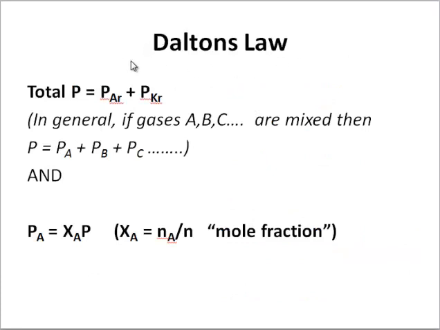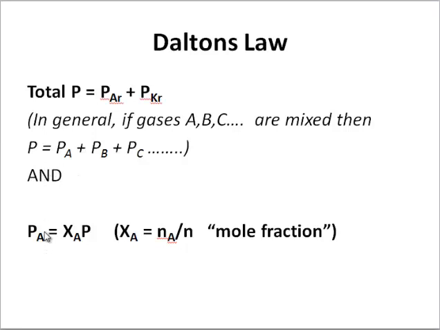Alright, here is a statement of Dalton's law. The total pressure is the argon pressure plus the krypton pressure in our example. In general, if gases A, B, C are mixed, then the total pressure is the partial pressure of A plus the partial pressure of B plus the partial pressure of C. We call these pressures exerted by one gas partial pressures. So the total pressure is the sum of the partial pressures.